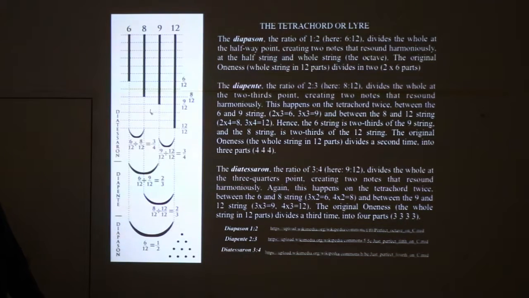Let's just listen to what I'm talking about, because it makes more sense if you can hear it as well as see it. So this is now the diapason, the ratio of 1 to 2. Here it's 6 to 12 because we want to compare them to each other, so we're using 12 units. The ratio of 1 to 2, here 6 to 12, divides the whole at the halfway point, creating 2 notes that resound harmoniously, which is to say the octave in music. The original oneness, the whole string in 12 parts, divides in 2. So that gives us a sound like this. You heard the first 2 notes together, making the harmony, and then the 2 notes separately afterwards.